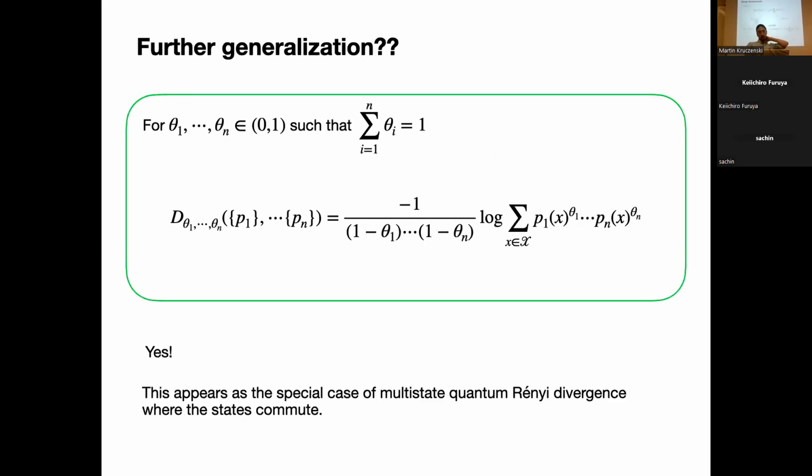And so we just started. This was a classical case, and we want to have some generalization. If you have n probability distributions with n parameters, we might be able to write this down. Our guess was this, and is this correct? Then the answer is yes. So we did some generalization in the quantum case, and we found that if you take all the states, for example density matrices, to commute with each other, we get this classical case. So this is for n probability distributions or n states.